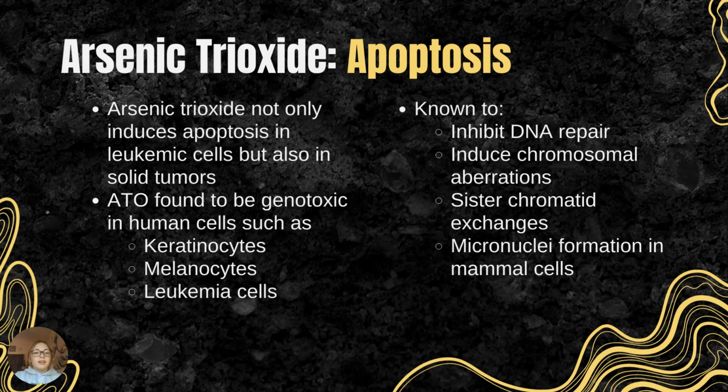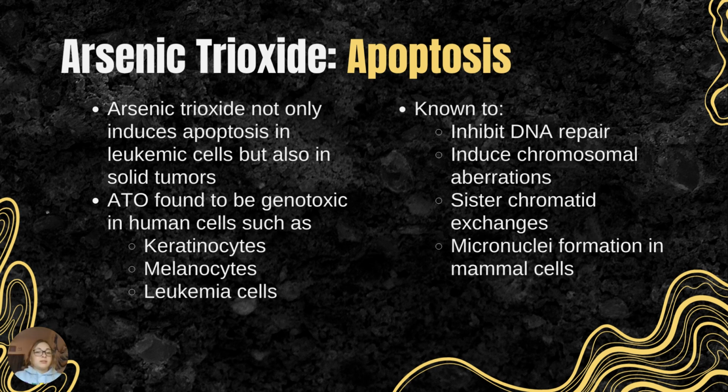Arsenic trioxide not only induces apoptosis in leukemia cells, but also in solid tumors. Arsenic trioxide is found to be genotoxic, and genotoxicity refers to the ability of a chemical compound to cause alterations at the genetic level.